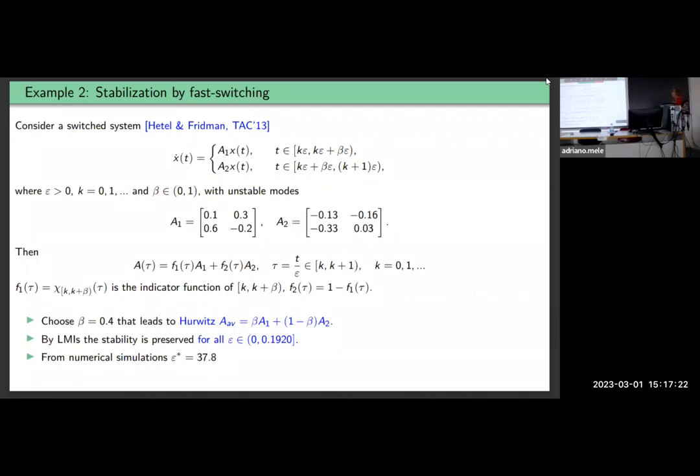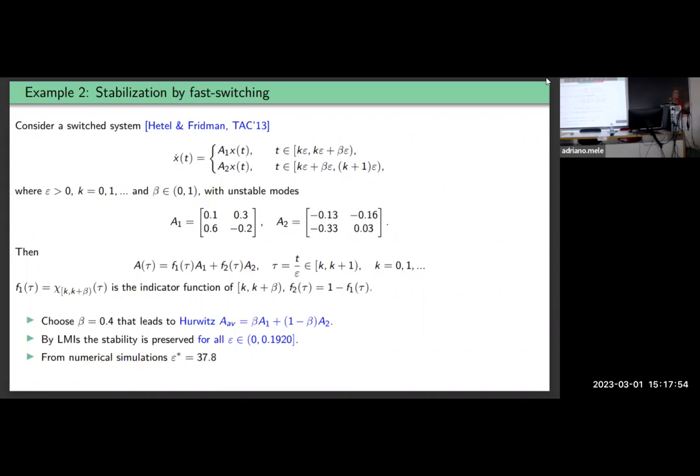For instance, each of these systems is not stable. This is our example, clearly, and it may be shown that this system is not stable. But the convex combination of these matrices is stable. For instance, if we choose beta, I think 0.4, then this becomes stable.